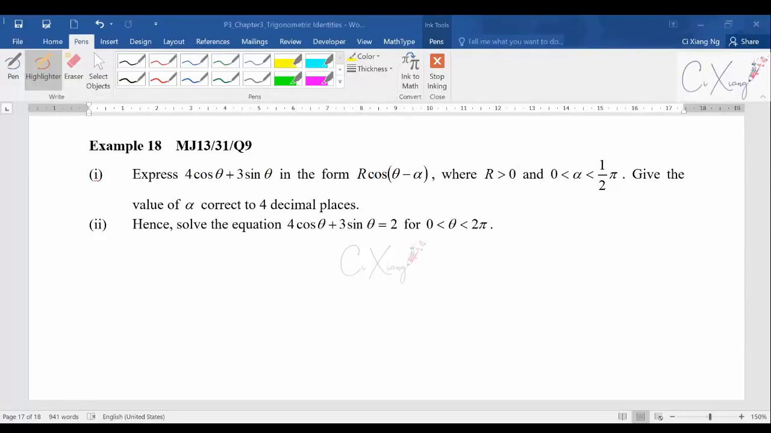Alright, so for this video, we are going to see how we are going to use the compound angle formula to solve the equation that involves cos and sine pattern. Maybe I will discuss example 18 with you, and then you try example 19 on your own because these two examples are quite similar.